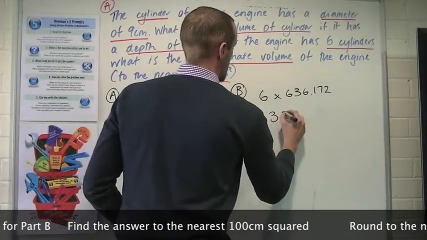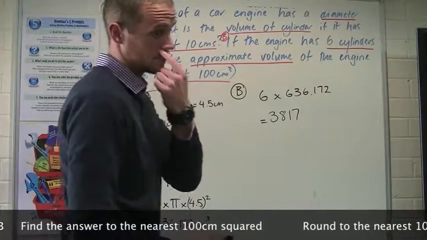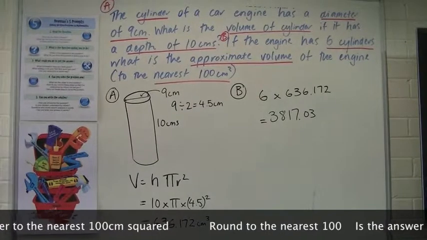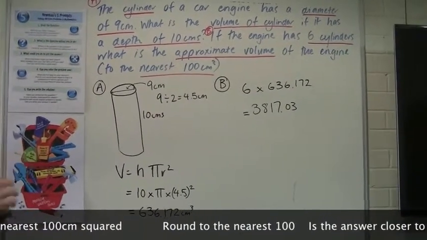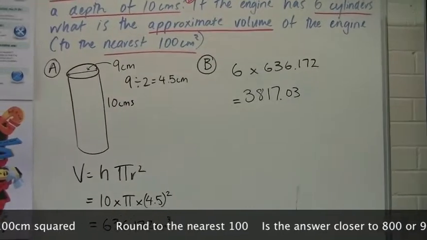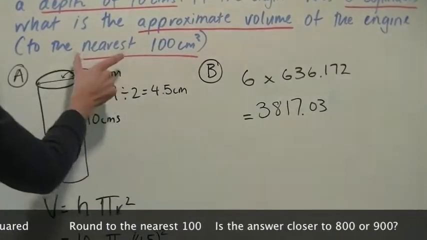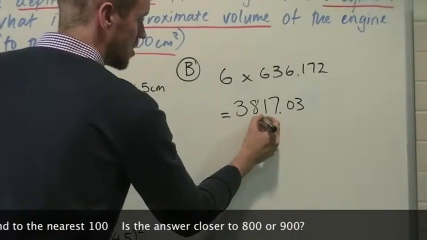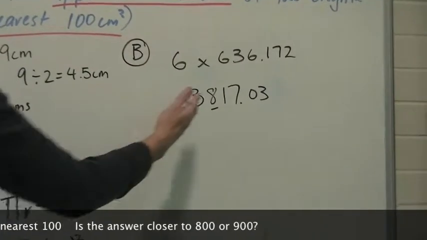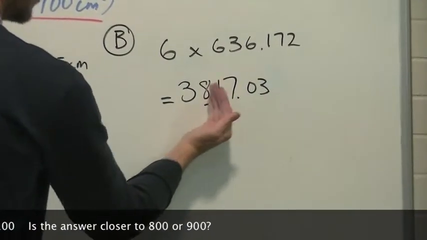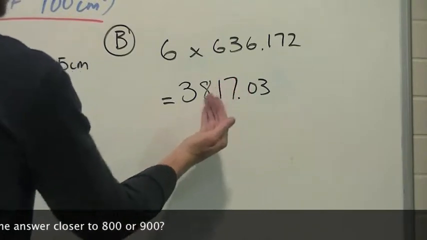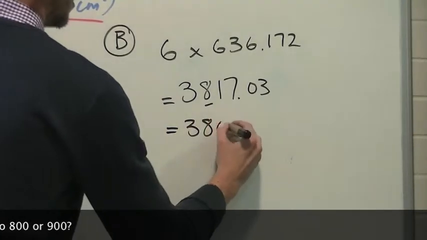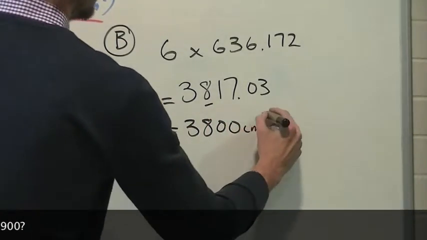You should come out with an amount that looks like this. Have we answered the question yet? Are we even close? We're very close. But we haven't rounded. It says approximate volume, and we haven't rounded to the nearest 100 centimetres cubed. When we're looking at 100 centimetres cubed, we're looking in the hundreds column. So is this number closer to 800 or closer to 900? It's actually closer to 800, so we're going to round down to 800, and the answer is going to be 3,800 centimetres cubed.